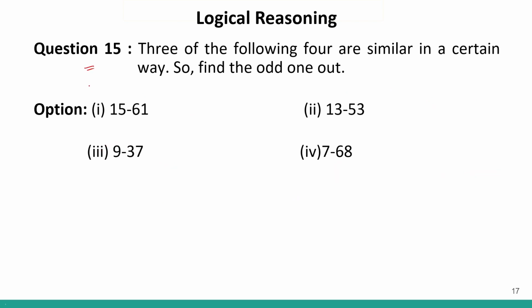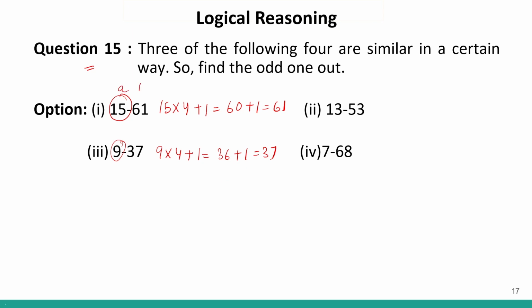Now, question number 15. 15 and 61, 9 and 37, 13 and 53, and 7 and 68. So, if I look over here, I can see that 15 into 4 plus 1 will be how much? 60 plus 1, that will give me 61. Okay, I'm taking the first digit. If I look over here, 9, I can say 9 into 4 plus 1. So, 9 into 4 will be 36, plus 1 will give me 37.